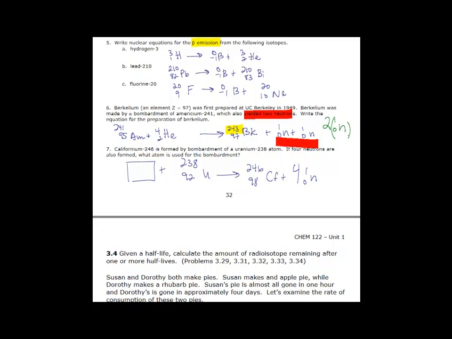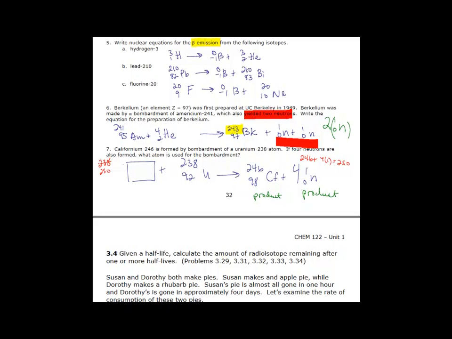Now the last one, Californium-246 is formed by bombardment of a uranium-238 atom. If 4 neutrons are also formed, what atom is used for the bombardment? So Californium is the product. Also in your products, we have 4 neutrons. So we need to figure out what you bombarded uranium-238 with to get Californium. So let's add everything up. We have 238 here, 246 plus 4 times 1 gives you 250. So we need to have a sum of 250 on the left.